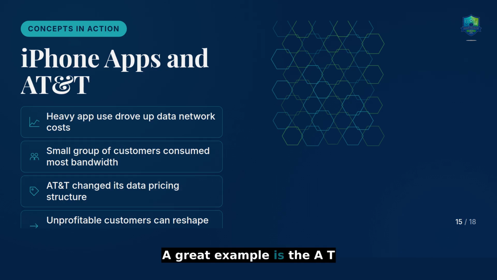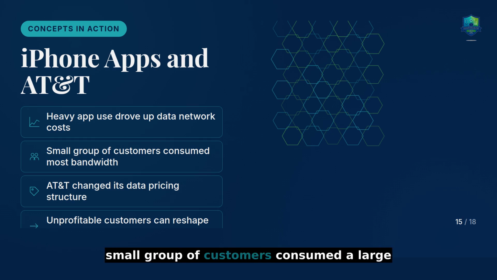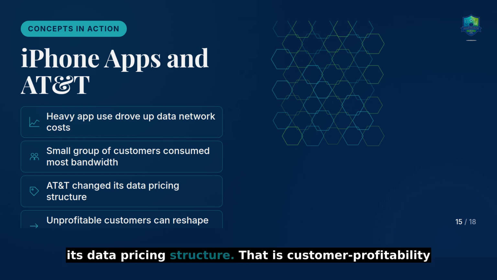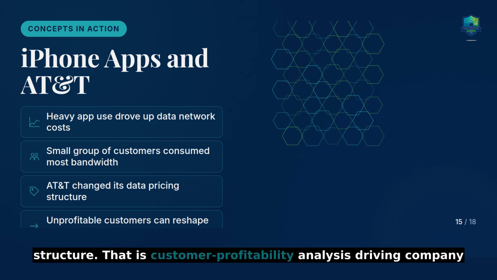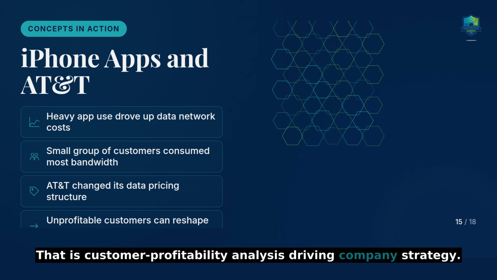A great example is the AT&T iPhone case. When the iPhone launched, heavy app use drove up data network costs. A small group of customers consumed a large share of bandwidth. AT&T responded by changing its data pricing structure. That is customer profitability analysis driving company strategy.